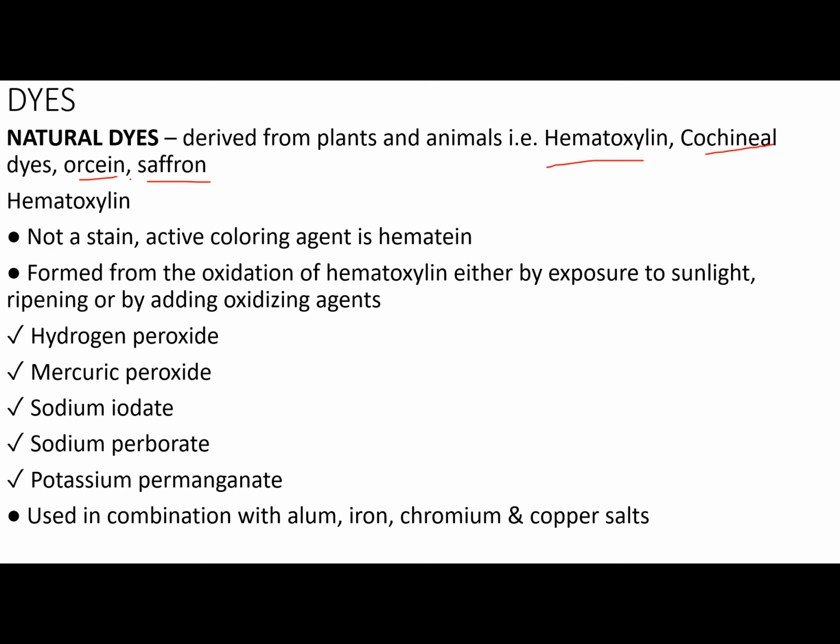Now, hematoxylin is technically not a stain. Instead, hematoxylin contains what we call an active coloring agent known as hematin. This is formed from the oxidation of hematoxylin, either by exposure to sunlight, ripening, or by adding oxidizing agents. Now, what are these oxidizing agents? This would include hydrogen peroxide, mercuric peroxide, sodium iodate, sodium perborate, and potassium permanganate in combination with alum, iron, chromium, and copper salts.